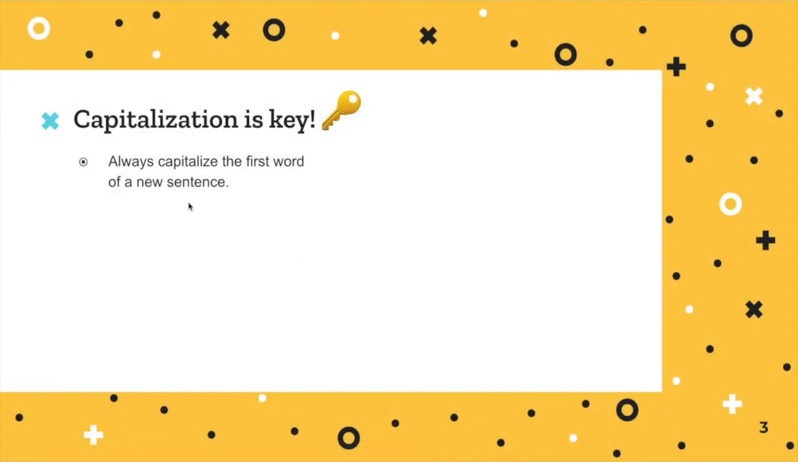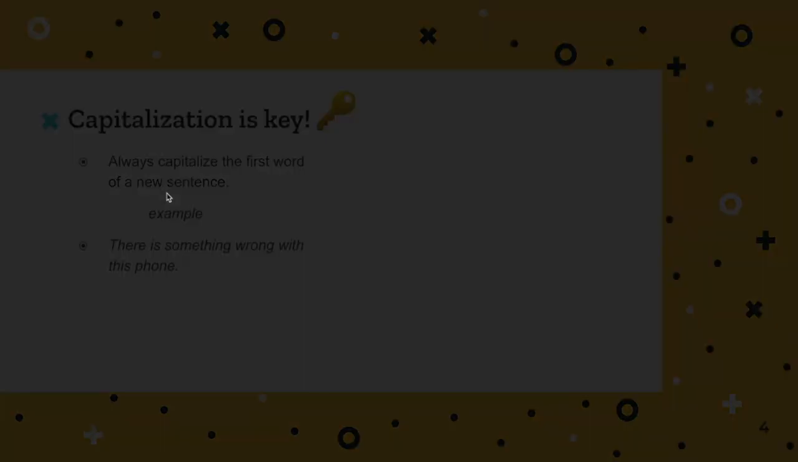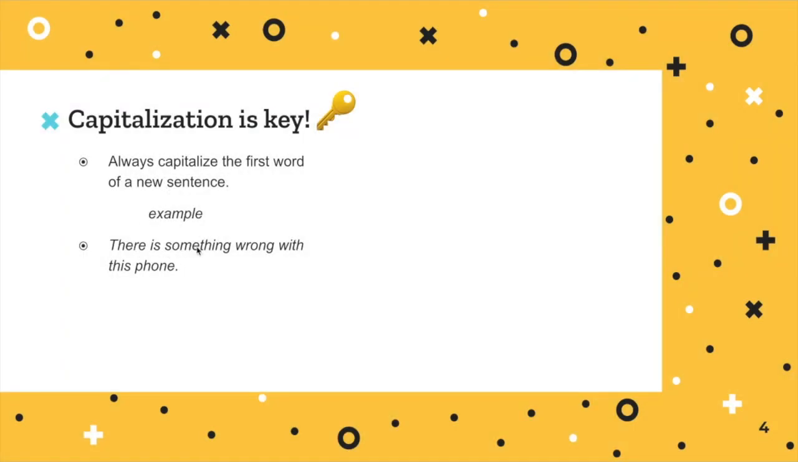Rule number one, capitalization is key. Always capitalize the first word of a new sentence. That is extremely important. Check out this example. There is something wrong with this phone. Is there something wrong with this sentence?